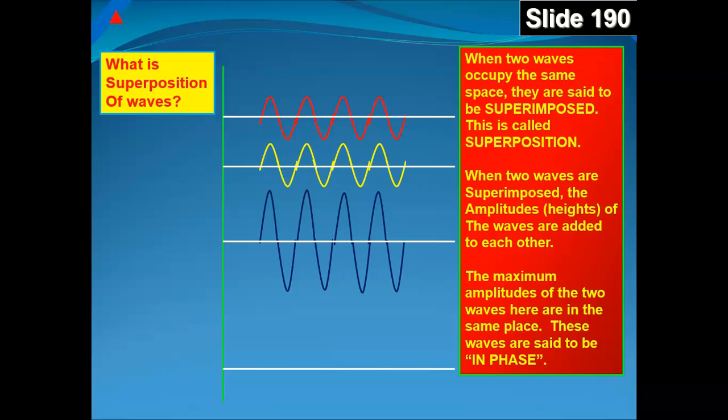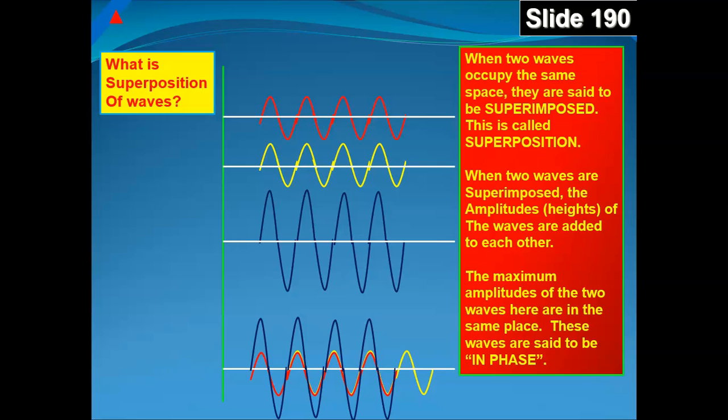That's the resulting wave. The highest point of that blue wave is the addition of the highest point of the yellow and the highest point of the red wave. So the maximum amplitudes of the two waves are in the same place. These waves are said to be in phase. Let's see the same thing when they're placed on top of each other. There's the yellow wave. You place the red wave right on top of it, and you get that blue wave.